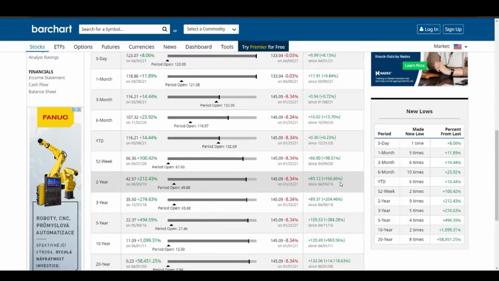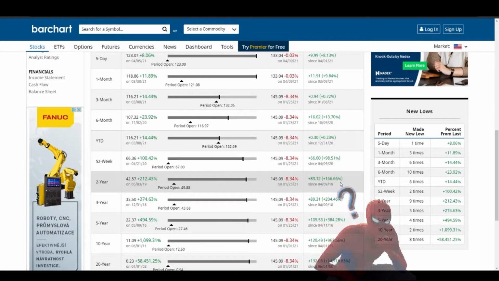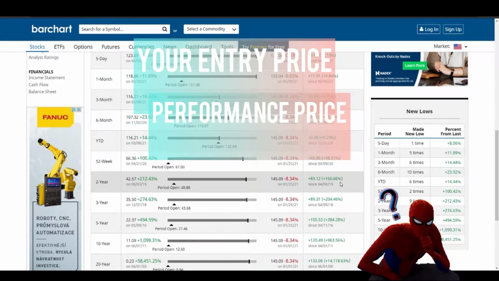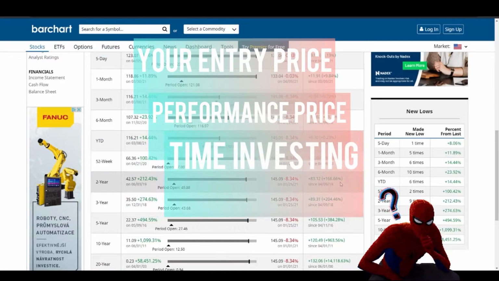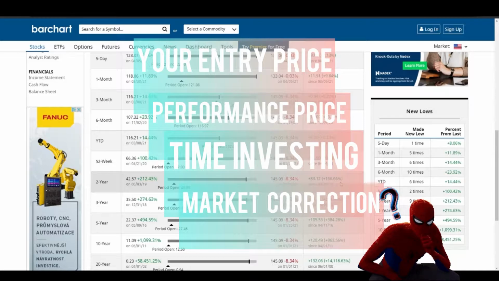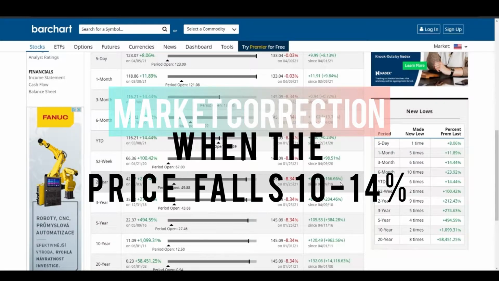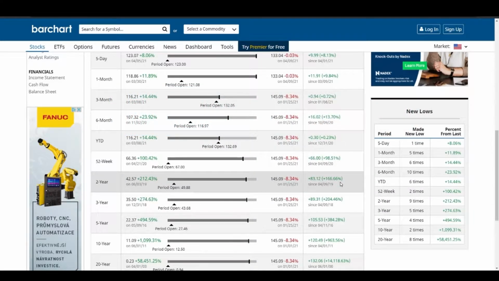So with the advice of Mark Monroe, the way we calculate this into our formula, we have a couple of things that we consider. We consider the price that we're getting in at, the previous performance price, the amount of time we're in the trade, and we also consider correction. Correction is when the price drops anywhere from 10 to 14%. You can typically see correction happen anywhere from 1 to 2 times per year. So it's definitely something that you want to factor in when you're using this formula.